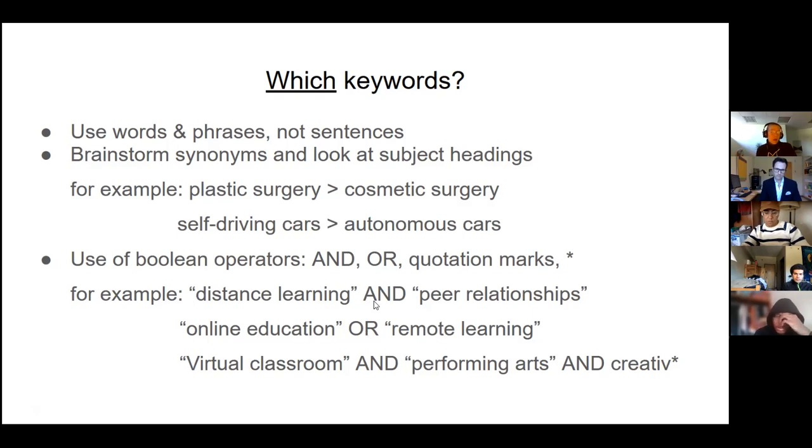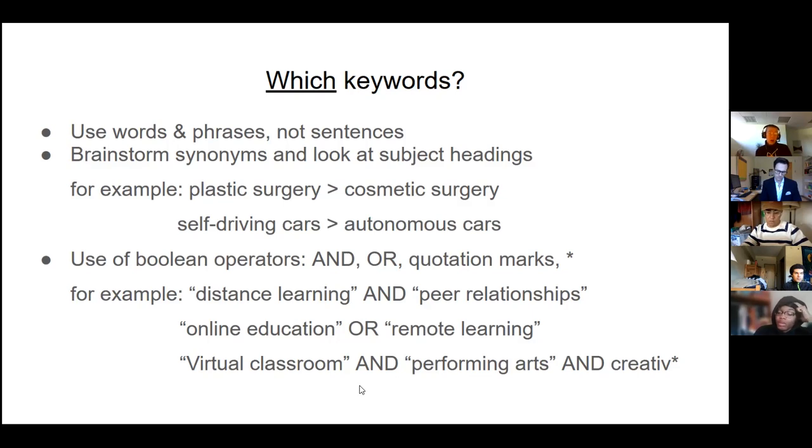And you'll see here for the first one, I put and. So I want articles that have both distance learning and peer relationships in them. If I want to expand my search significantly, I could put or in there, so I could get articles that just have distance learning or just peer relationships. Online education here is something where I could have either or phrase, online education or remote learning. It doesn't have to have both in the same articles.